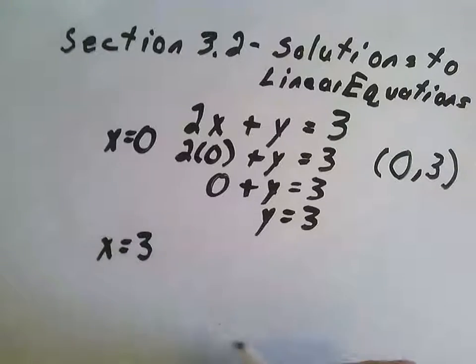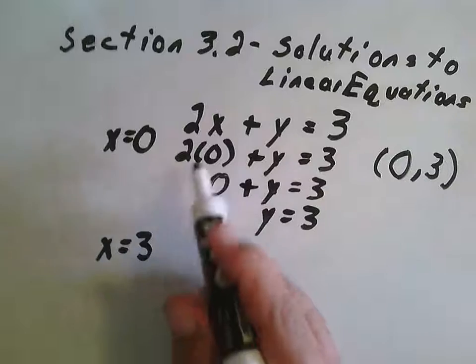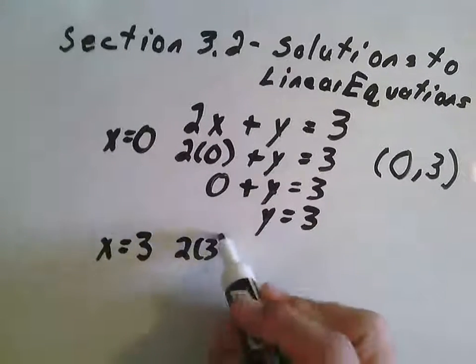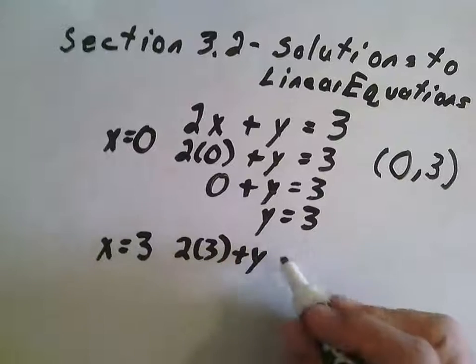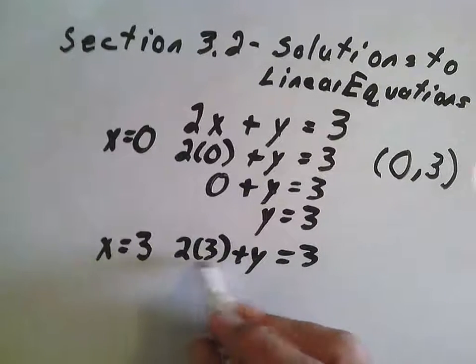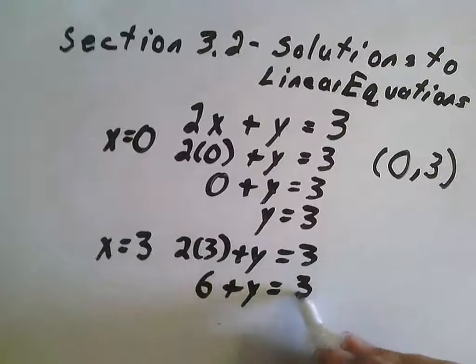Now if I continued on with this, and I'll use the same formula, this time I'm going to say that x is equal to 3. So I'm going to use the exact same formula. Only thing, I'm going to substitute in the 3 for the x. So that's going to be 2 times 3 plus y is equal to 3. Then I'm going to solve it just like any equation. 2 times 3 is 6. 6 plus y is equal to 3.